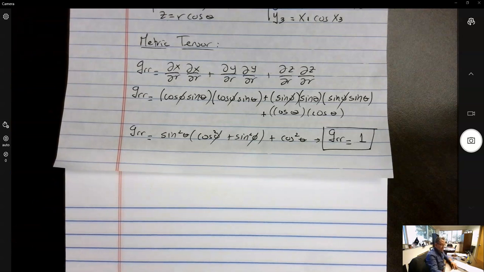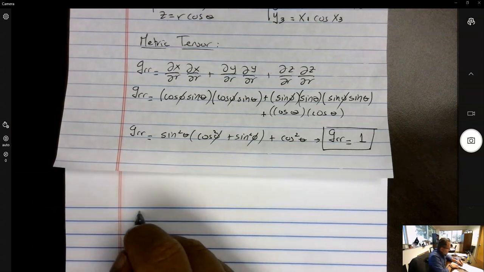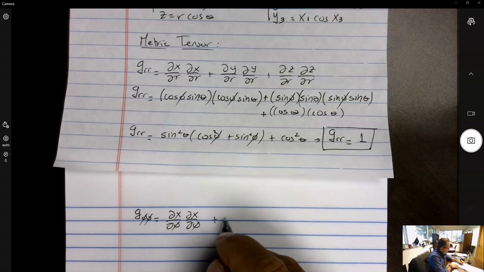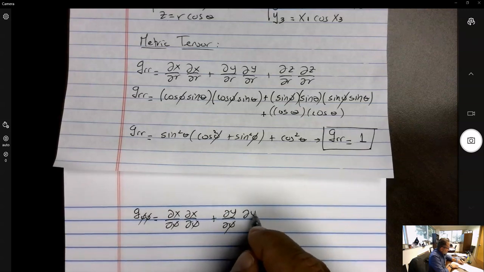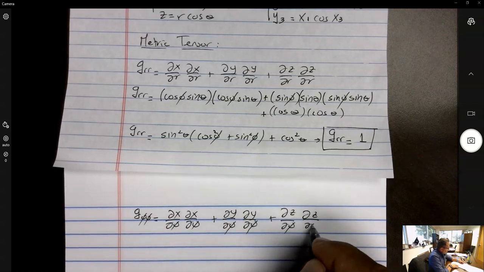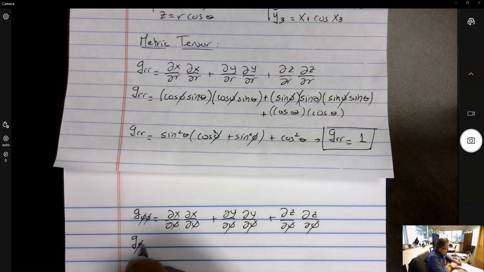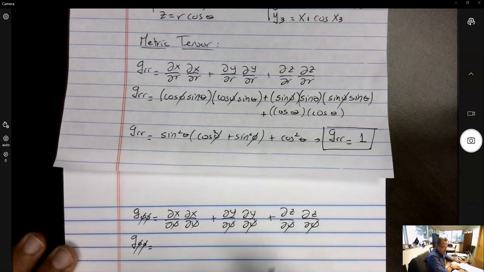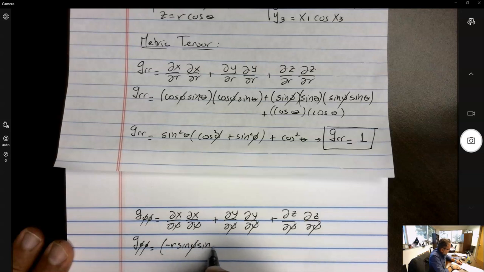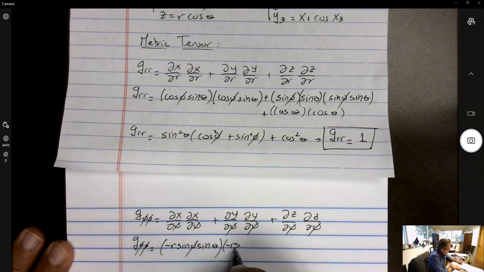G theta theta, or phi phi, which is the second curvilinear coordinate. G phi phi would be dx d phi times dx d phi, plus dy d phi times dy d phi, plus dz d phi times dz d phi. So G phi phi will be: dx d phi is minus r sine of phi sine of theta, times minus r sine of phi sine of theta.